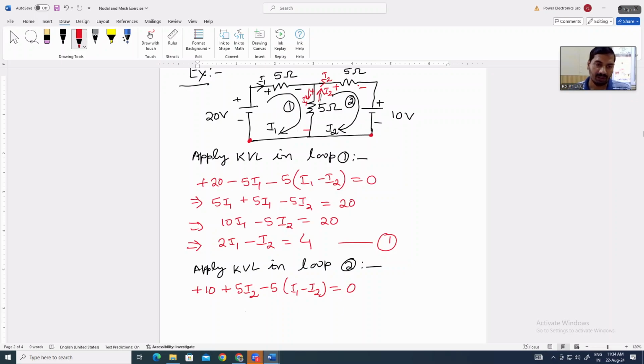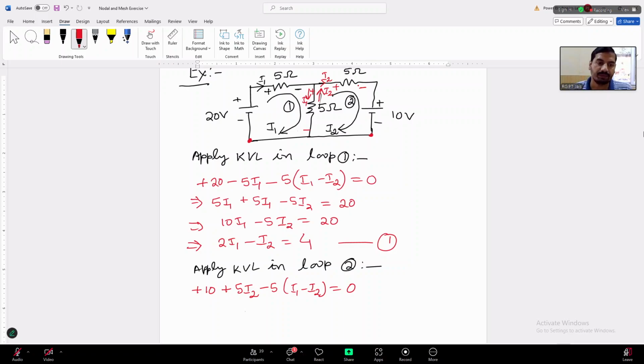Is there any doubt in this equation, the KVL equation in loop 2? We have started at this point. Initially we are getting minus, then plus, so it will be plus 10. Then we are getting minus, plus, it will be plus 5I2. Okay, then we are getting plus to minus, then it will be minus 5 into I1 minus I2. Clear? Yes, sir.